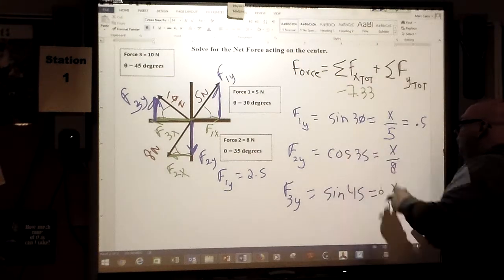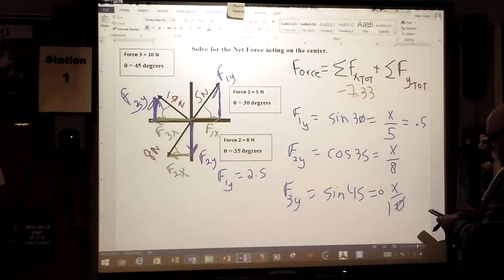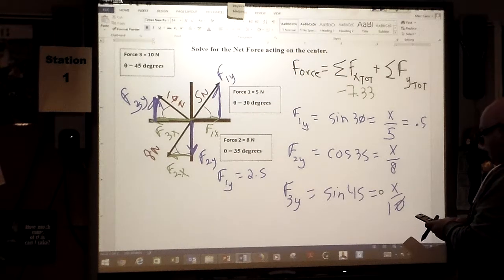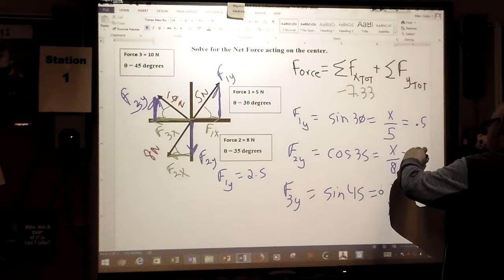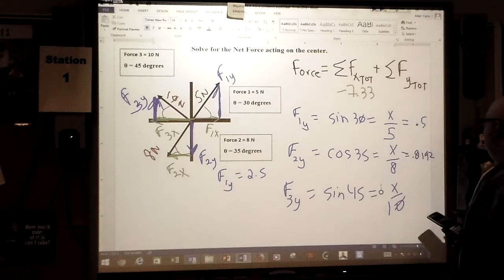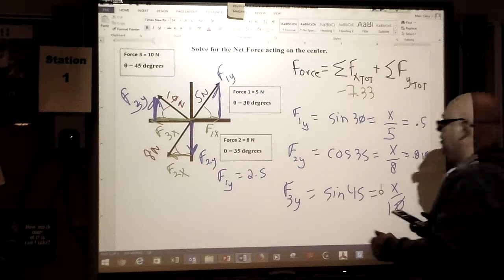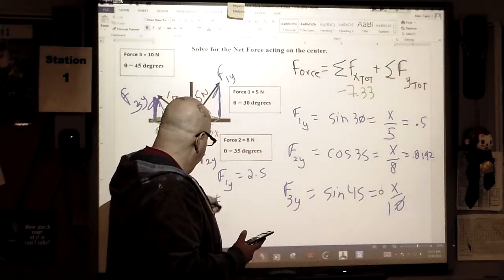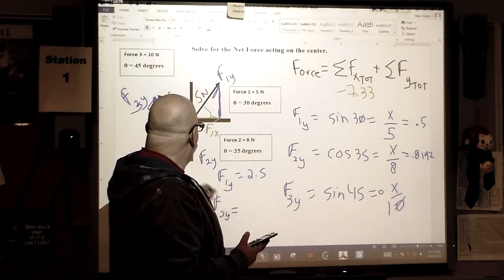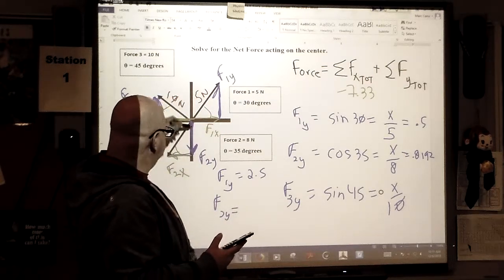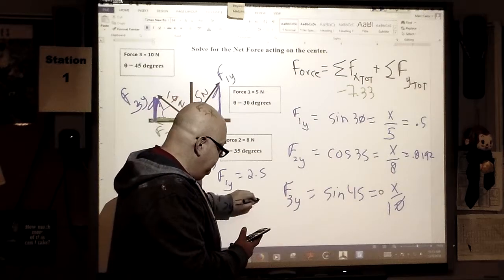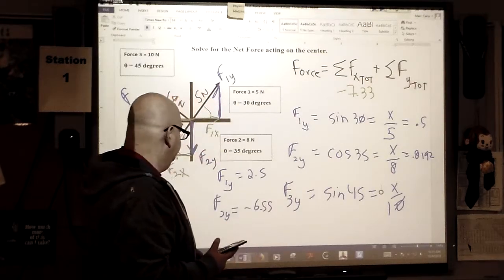Let's look here for F2 in the y. So we're going to enter the cosine of 35 equals 0.8192. So we're going to multiply that by 8, and we walk away with an F2y equaling, and this is going to be a negative, isn't it? It is, because it's going below the line, negative 6.55.